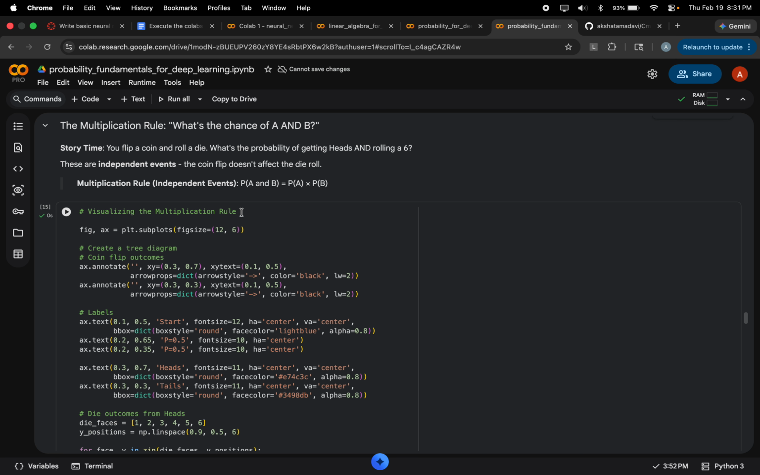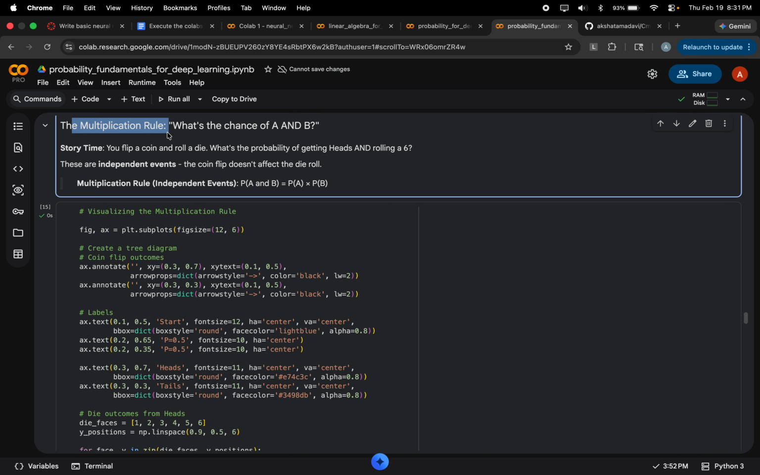Now what's the chance of A and B? The multiplication rule gives the chance of A and B. So if you flip a coin and roll a die, what is the probability of getting heads and rolling a 6? These are independent variables. It doesn't matter, because flipping a coin is not related to rolling a die.